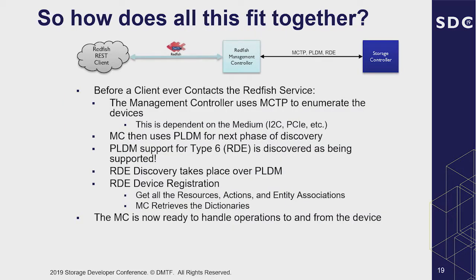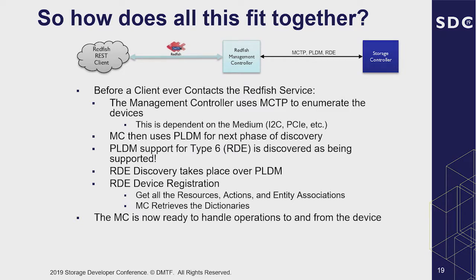So how does this all fit together? Before a client ever contacts a Redfish service, the management controller is using MCTP to go out there and enumerate all the devices, finds all the storage controllers, all the temp sensors, network controllers, all kinds of stuff that's out there. It then says, okay, I'm going to give you an MCTP ID. What do you support? You support PLDM. I'm going to start using PLDM. Do you support type 6? Yes, you do. Great. We're going to fall into RDE Discovery.